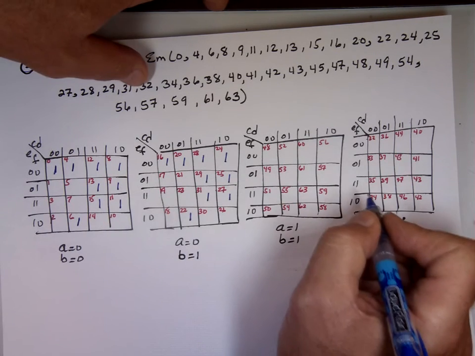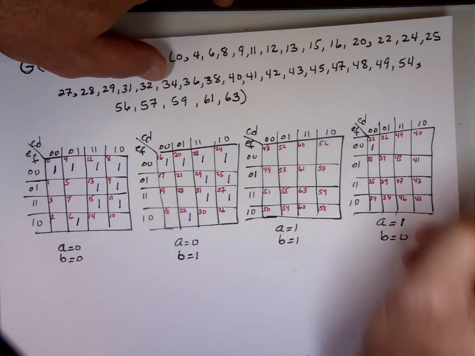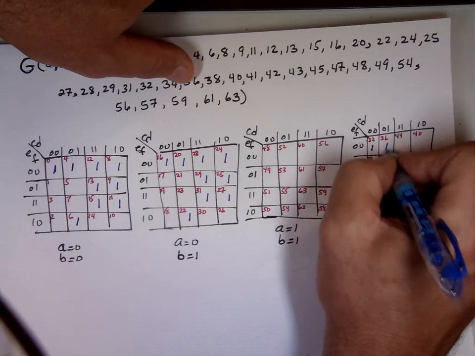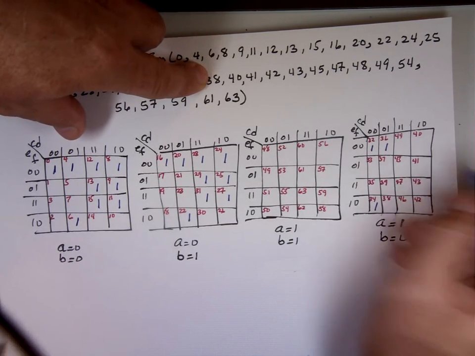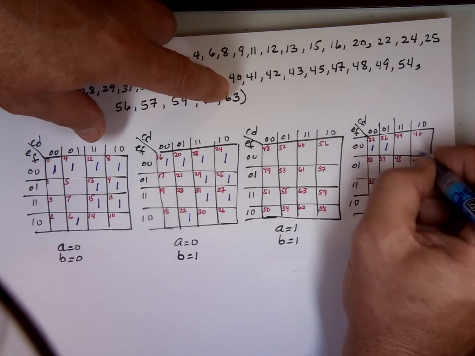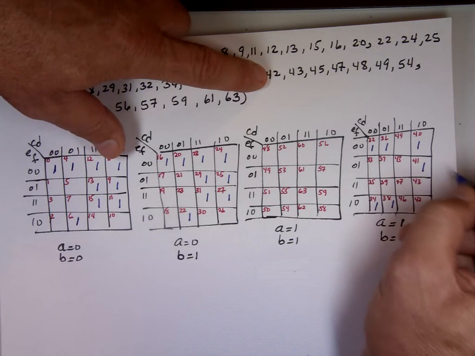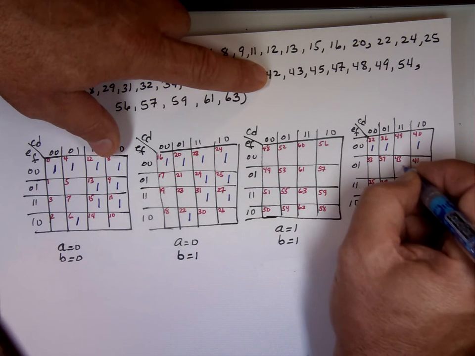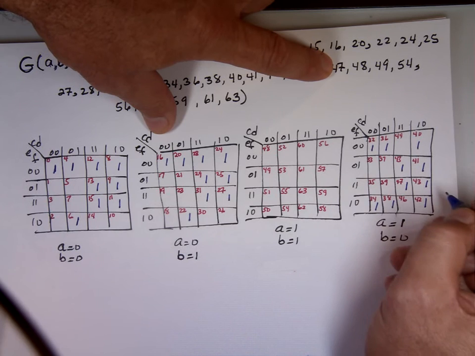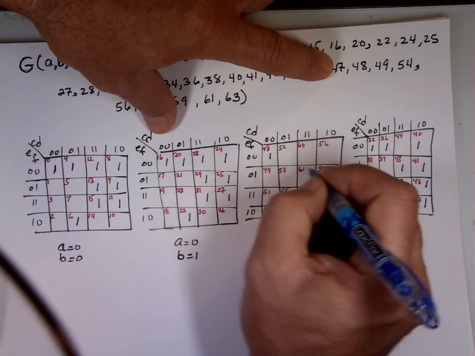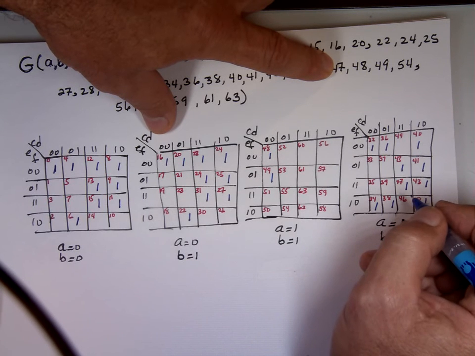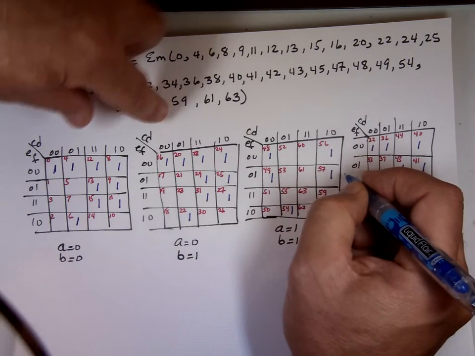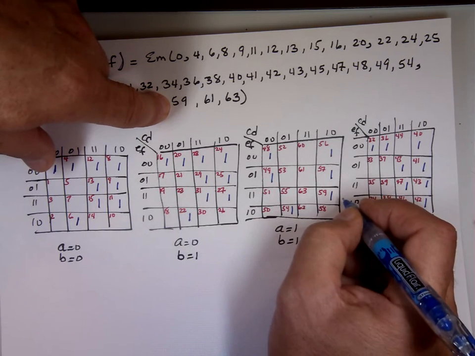32, 34. Where's the 34? 36, 38, 40, 41, 42, 43, 45, 47, 48, 49, 54, 56, 57, 59, 61, 63.